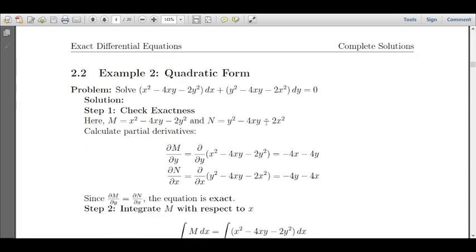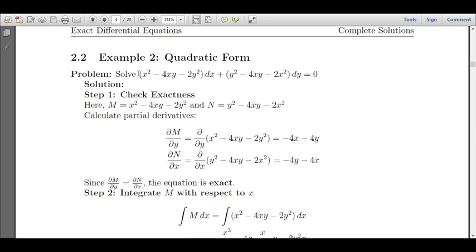Coming to the next model, this is the quadratic form, and this is a quadratic function of x,y. That is why we call it quadratic form. So solve (x square minus 4xy minus 2y square) dx plus (y square minus 4xy minus 2x square) dy equal to 0. Same thing, M equal to the coefficient of dx and N equal to the coefficient of dy.